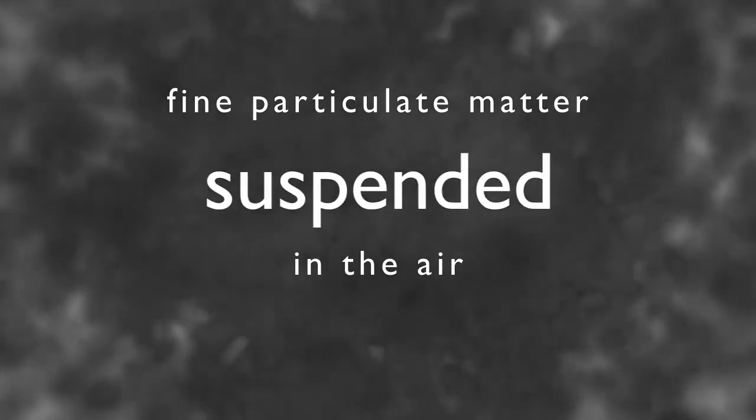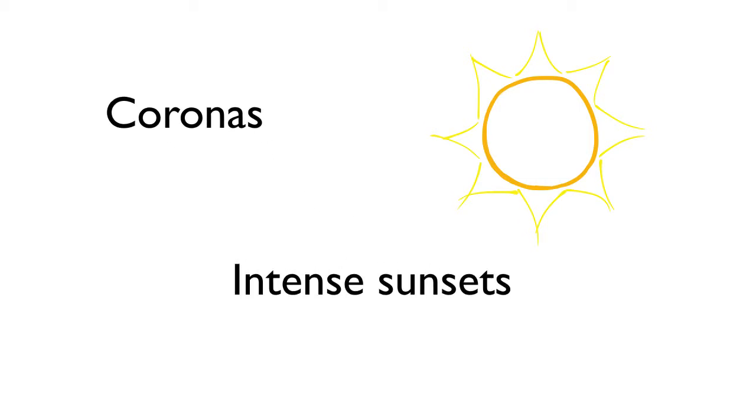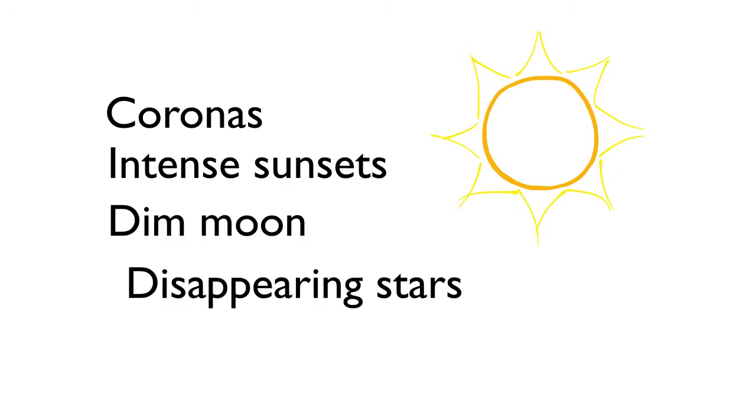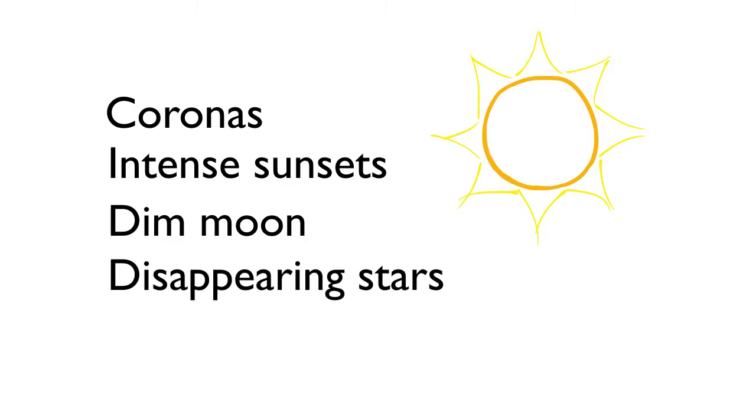But the effect that we care about is the effect on the atmosphere. The same Royal Society observers, compiling reports from around the globe, described the appearance of a sky haze, as they called it, that spread throughout the tropics, and that by November of 1883 had reached the United States and Northern Europe. This haze, which we now know was fine particulate matter ejected from the volcano and suspended in the air, caused phenomena such as coronas, or rings around the sun, really intense, lurid sunsets, a perceived dimming of the moon, and the disappearance of dimmer stars from astronomers' observations.